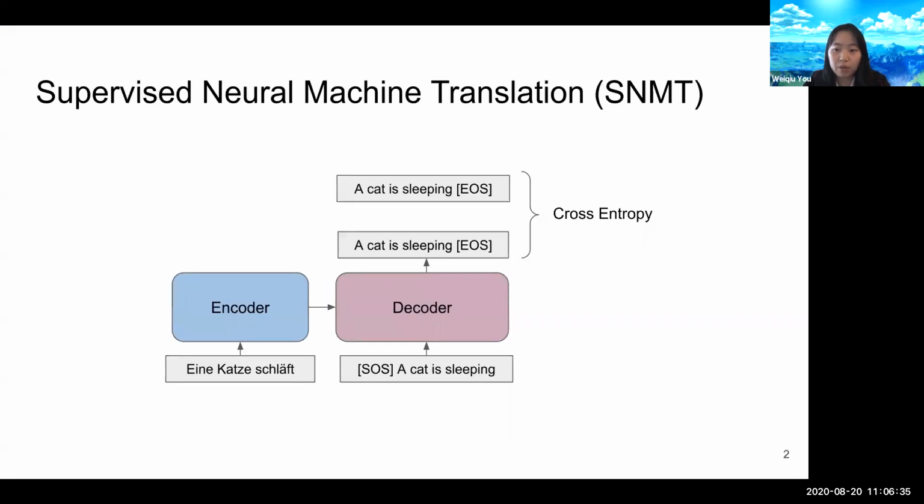So most neural machine translation models today are trained with supervision. We would have a parallel corpus with pairs of sentences that are translations of each other. If we train a German to English translation model, we would feed the German sentence into the encoder and then pass the hidden state to the decoder and then decode the English sentence one word by one word. The output English sentence will be compared with the gold translation in the English corpus, and then cross entropy loss is calculated to train the model.